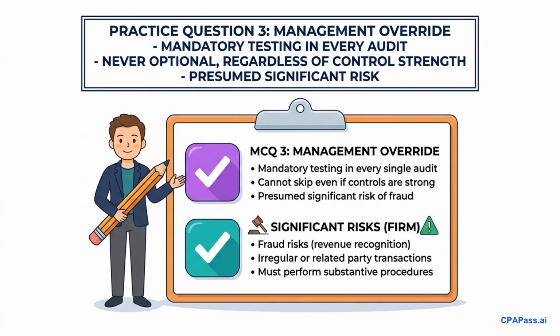Testing for management override is always mandatory in every single audit, regardless of control strength, because override is a presumed significant risk. Other significant risks include revenue recognition fraud. For these red flags, you must perform substantive procedures specifically designed to address them. You can never rely solely on controls when a significant risk is present.